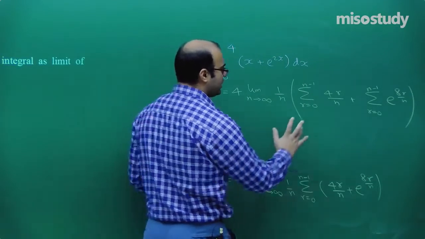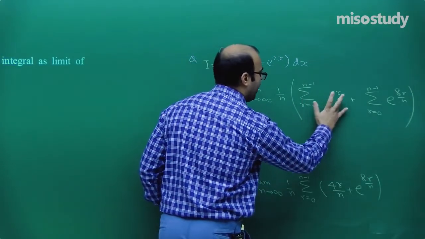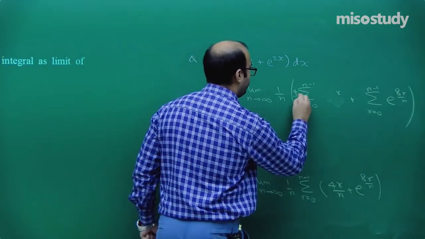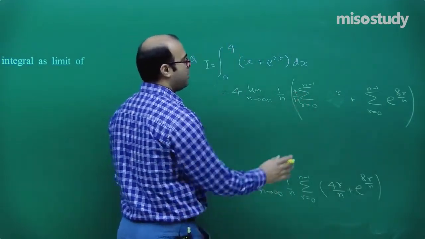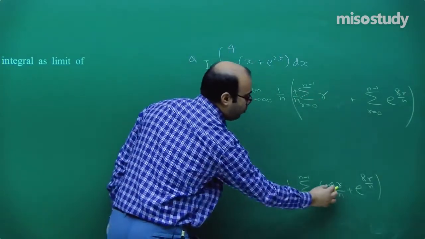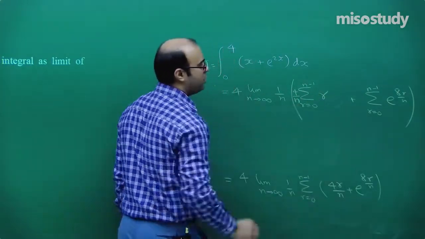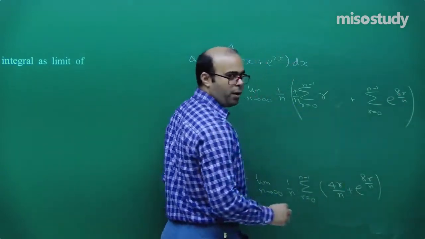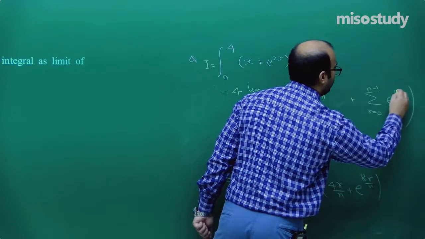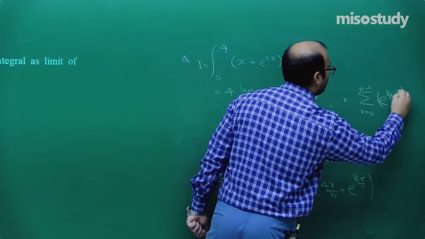Now first let us take this 4 which is a constant and n which is a constant for this summation outside. So we write it here, and the summation of r we are doing actually here. So in 4r by n, 4 by n is outside and this r is here. What happens to e to the power 8r by n? We can write it like this: (e to the power 8 by n) to the power r.